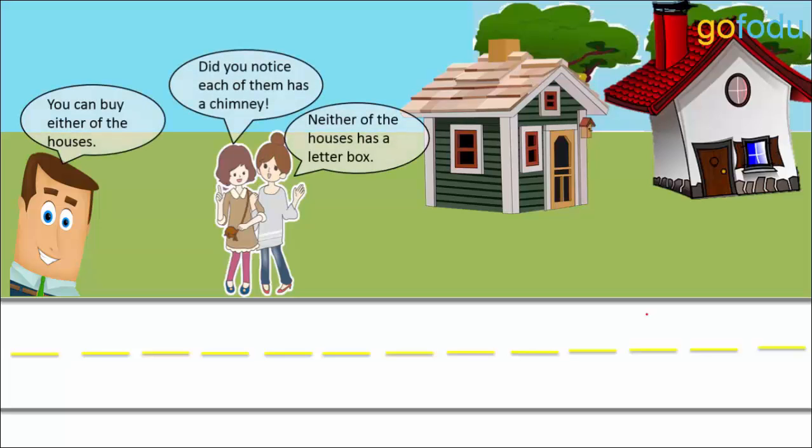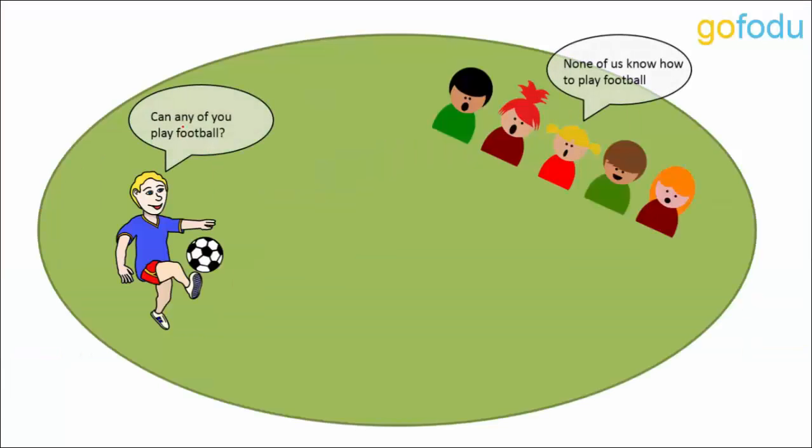Here this man tells these ladies, you can buy either of the houses. One of them says, did you notice each of them has a chimney? And the second one says, neither of the houses has a letterbox. So you can clearly see either is used when we're talking about two houses. Each, she means each of them. And neither is also used when we're talking about two houses. All right, let's see another example.